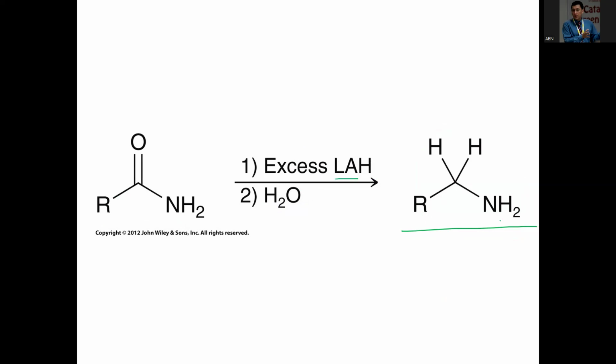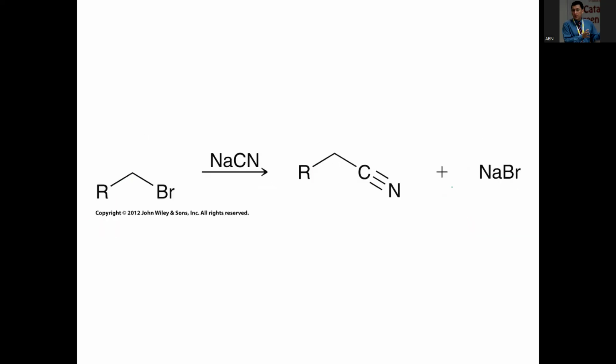In this case, it will not be an alcohol, it will be an amine. So a primary amine will be obtained from an amide. This carbon is the one that becomes the CH2. That carbon in green is this carbon in green. So you don't shorten the chain. The length of the chain will be the same.